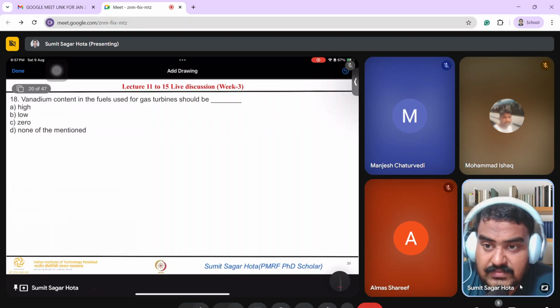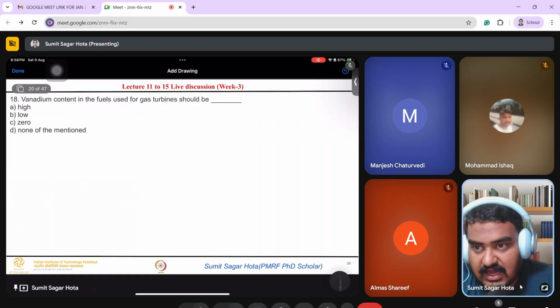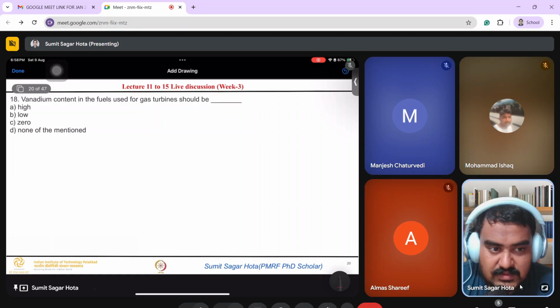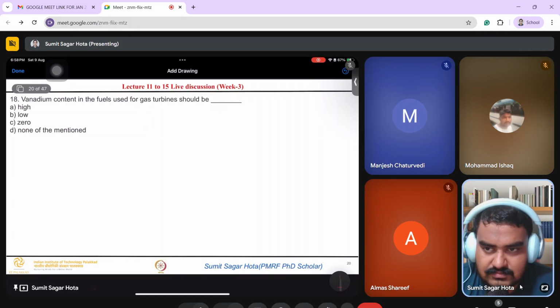So the vanadium content in the fuels used for gas turbines should be dash. When this type of question is asked, about some different foreign particles in the fuel, and they ask whether the content should be increased or decreased, always, if you don't know anything, just put the answer: it should be decreased. It should be low. That will be the option.